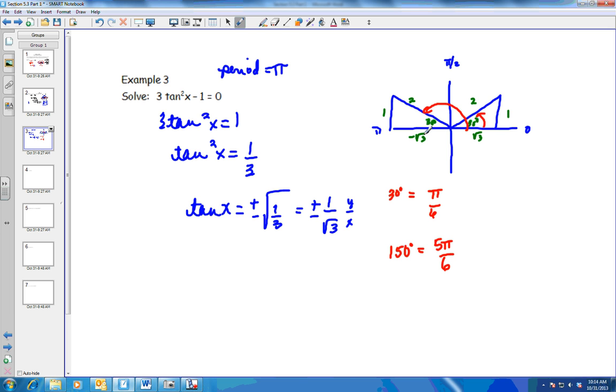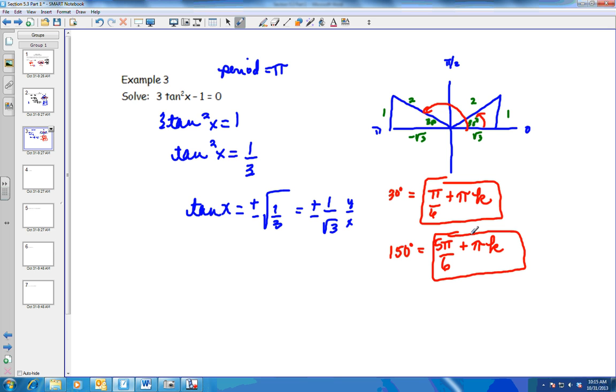Now here's the deal. It's pi over 6 and 5 pi over 6, but then it's going to repeat every pi. Because tangent's period is pi, my answers are going to start repeating, and they didn't give me an interval to write my answers. So it's going to be pi over 6 plus every pi after that. So we're going to write that as pi over 6 plus pi k. And then same thing with 5 pi over 6. It's 5 pi over 6 and every pi after that. So those are my two answers.